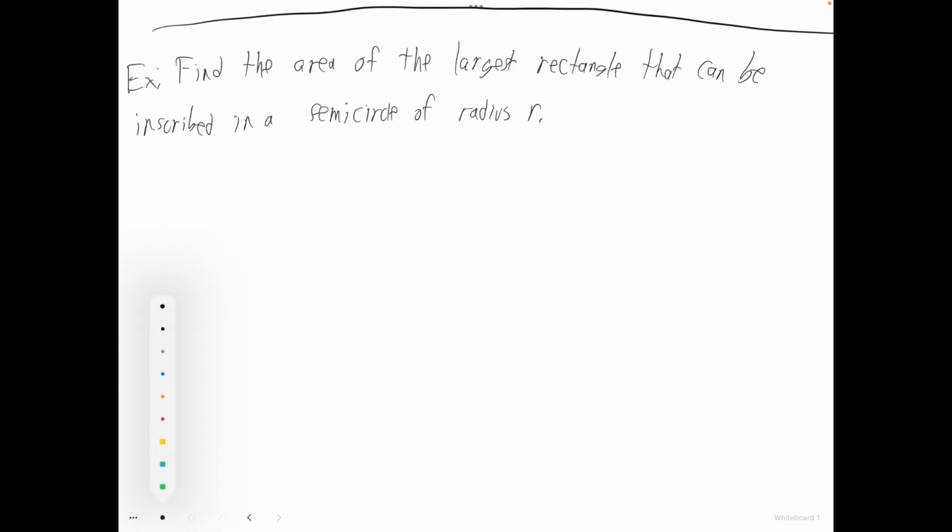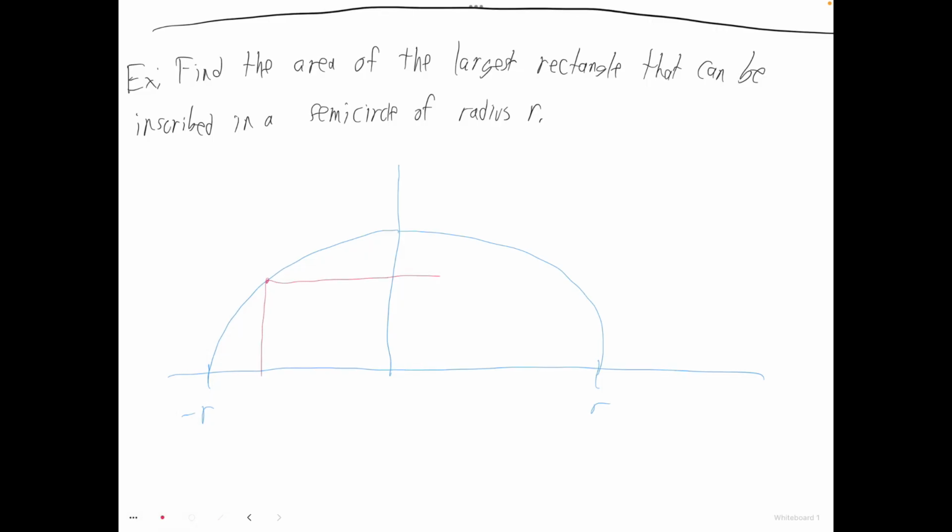And so the way to visualize this is if we actually draw a semicircle on the coordinate plane of radius r. We'll just draw the upper half of one. So we've got this semicircle, and then we're inscribing a rectangle inside of it. So that means we're putting some rectangle inside of it, and we want to figure out what is the largest area for such a rectangle.